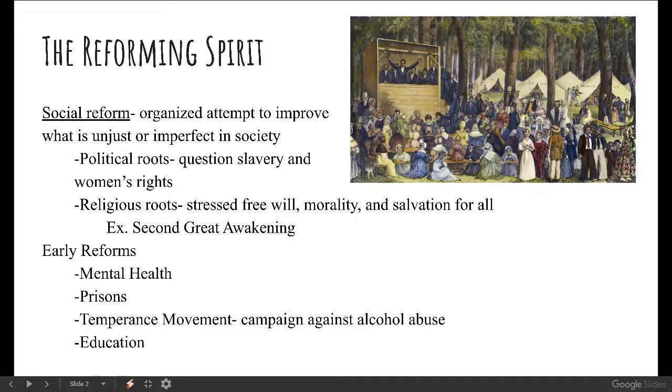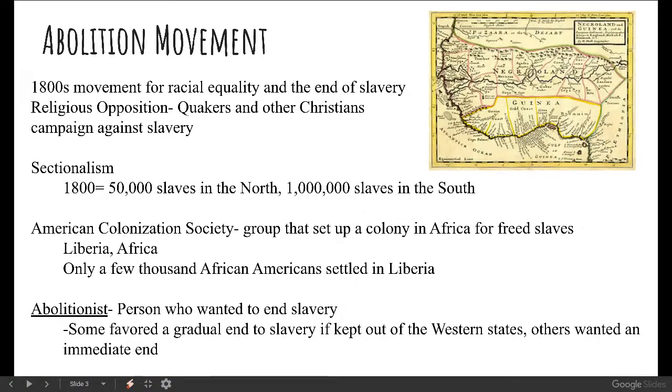But we're going to get into two major movements from this period: the abolition movement and the women's rights movement. So we're going to start with abolition. So this is an 1800s movement for racial equality, and the major goal here is to end slavery.